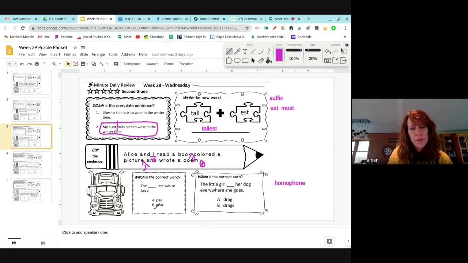The bottom one, P-E-A-R, is the food pear. Choice A, pair, is meaning two, you know, like a pair of shoes or a pair of socks, or a couple friends. Hey, you are a good pair to play together, right?